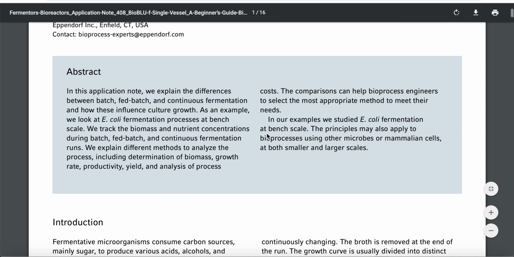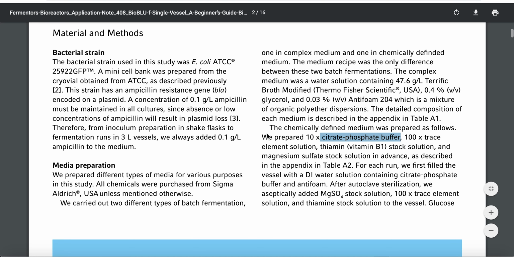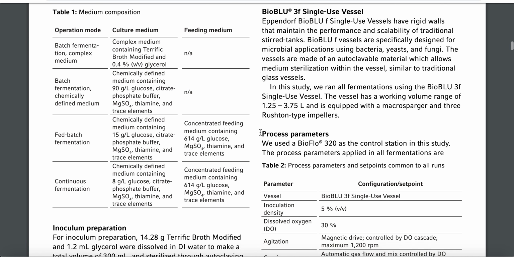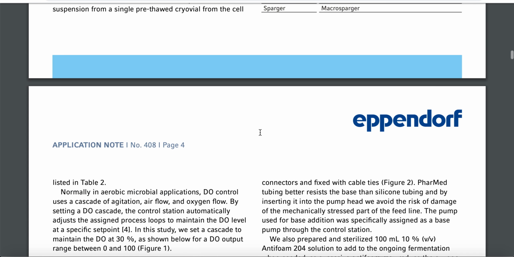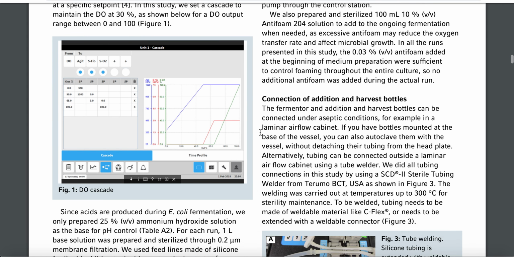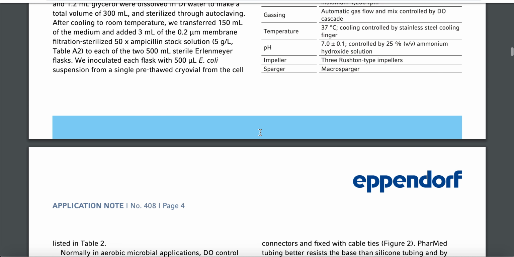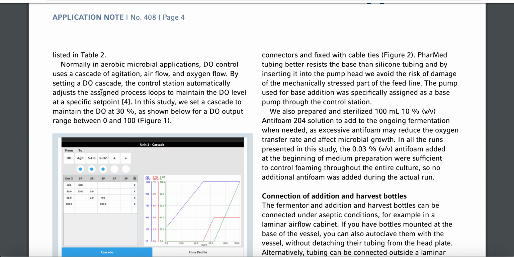Fed batch and continuous fermentation. And in this video, I'm going to talk about a lot of technical pointers that I didn't discuss in my previous video. So let's start with the DO control. As you know, it's a cascade of agitation, airflow, and oxygen.